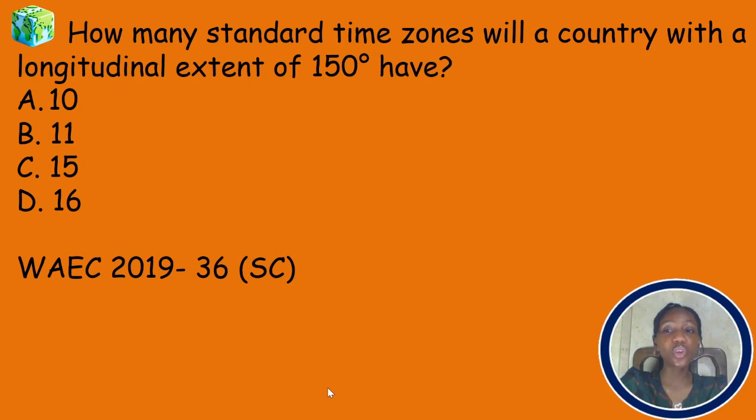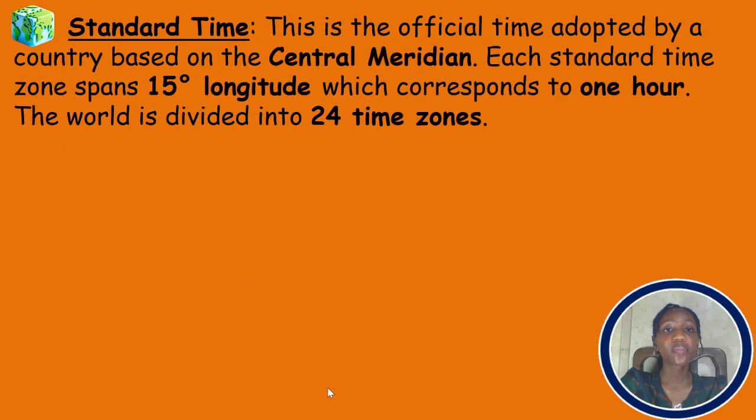Okay, before solving this question, you need to understand the concept of standard time. Standard time is the official time adopted by a country based on the central meridian. Each standard time zone spans 15 degrees longitude, which corresponds to 1 hour, and the world is divided into 24 time zones. So it makes sense that the Earth is divided into 24 time zones, because if each time zone is 1 hour and we have 24 hours, so 1 hour is 15 degrees longitude, then 24 time zones will now be 24 times 15, which gives us 360 degrees, which corresponds to the key equations that we've been using to calculate longitude questions.